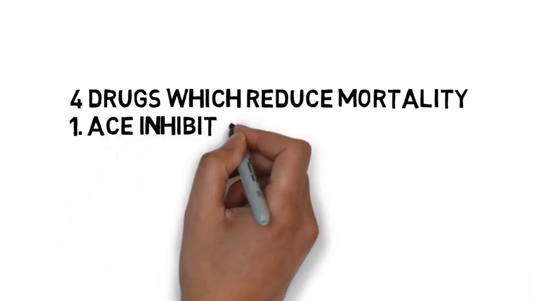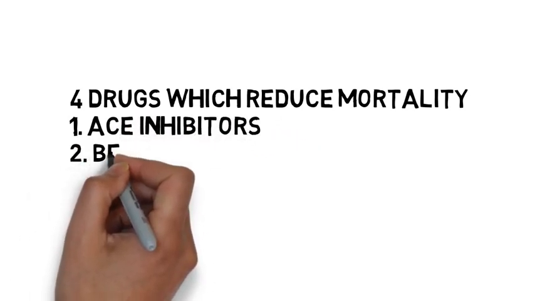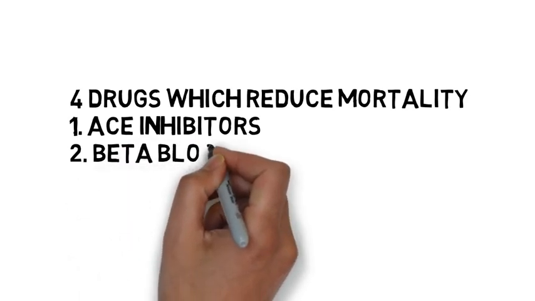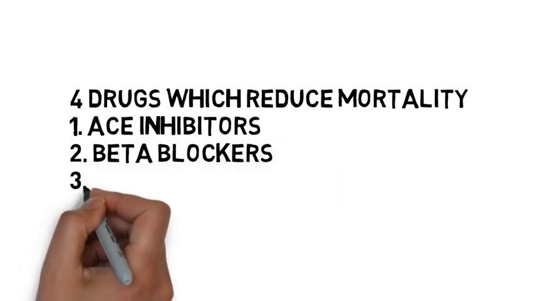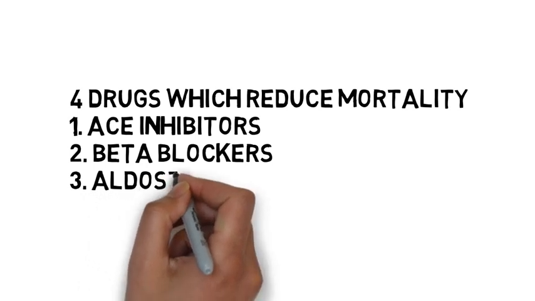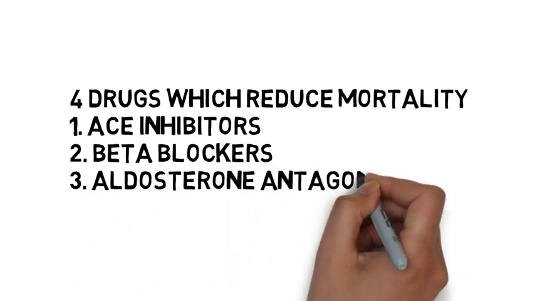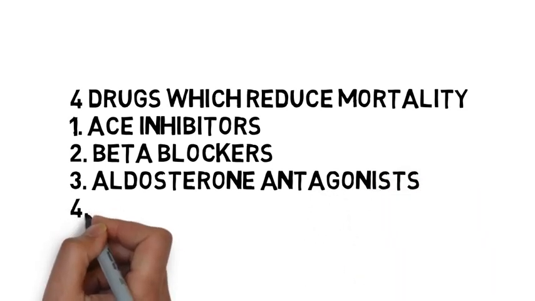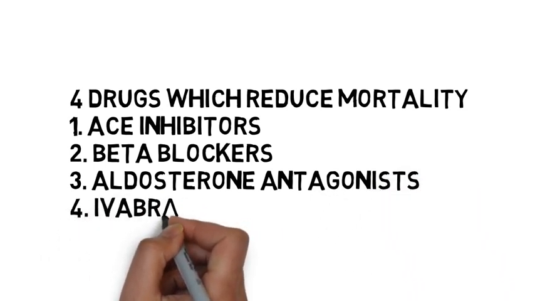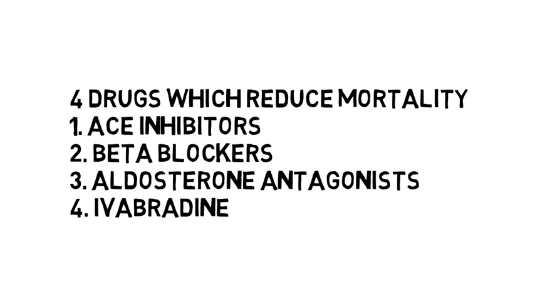In heart failure, there are 4 drugs which can reduce mortality. These are ACE inhibitors, beta blockers, ivabradine, and aldosterone antagonists. ACE inhibitors and beta blockers are first line, and they are started slow at a low dose and titrated up.